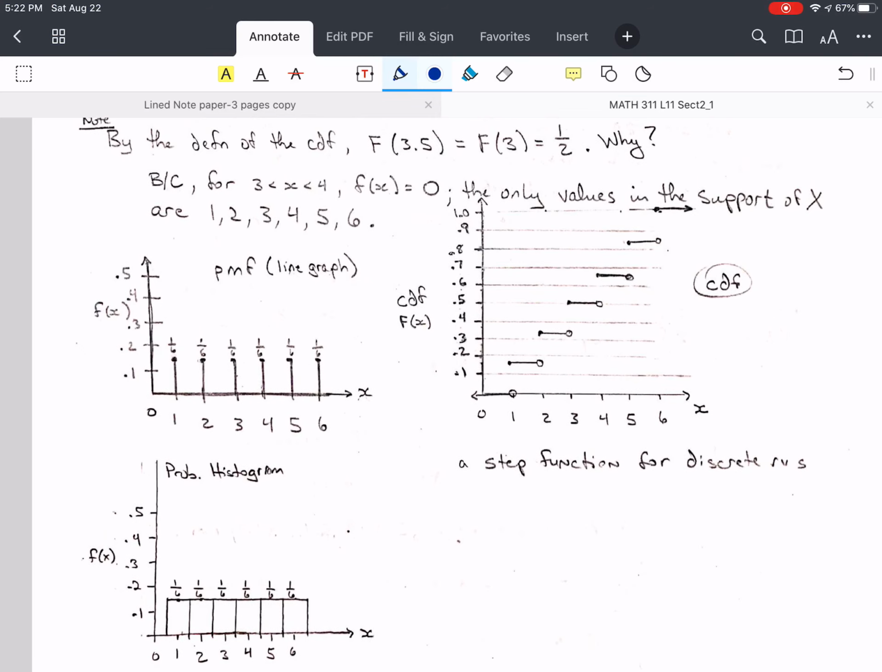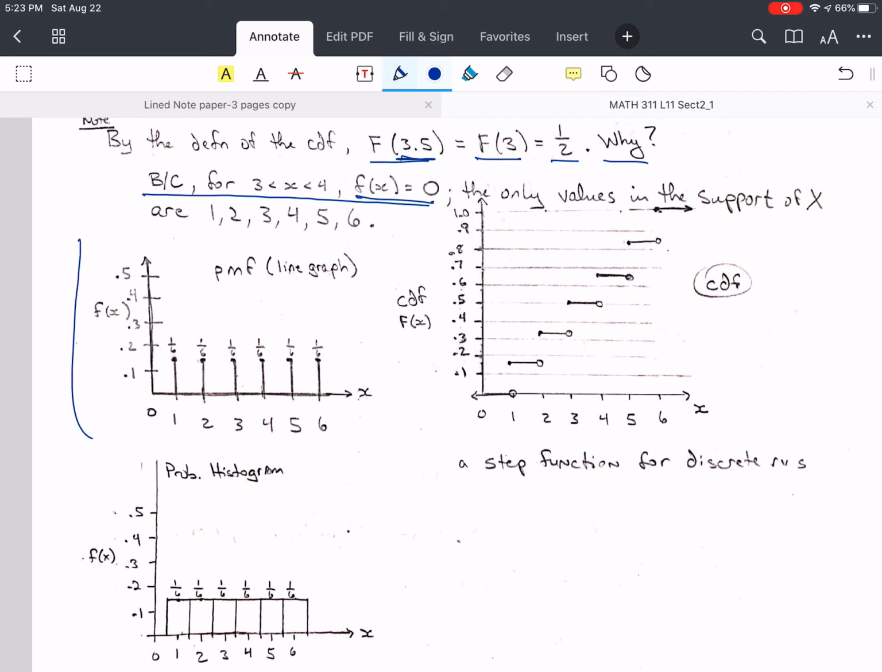So, by the definition of the CDF, F of 3.5 is the same as F of 3, which is 1/2. I'm going to use 1/2 this time. Why? Think about that. For x between 3 and 4, not equal to either one, f of x is 0. So we add absolutely nothing to it when we move up a half, because there's no probability there.